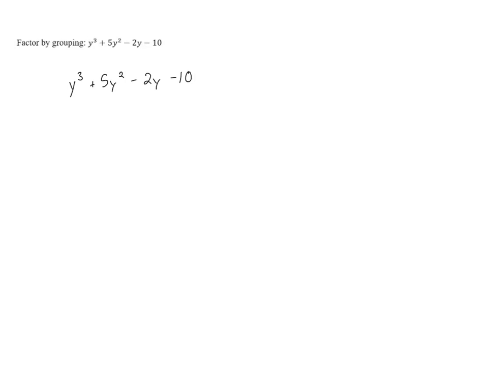If it didn't tell us how to factor it, we might try and pull out a greatest common factor. But if you notice, the y cubed and the negative 10 don't have anything in common to pull out. So even if we wanted to try and pull out a GCF, there'd be nothing substantial to pull out. That means we're going to try by grouping.